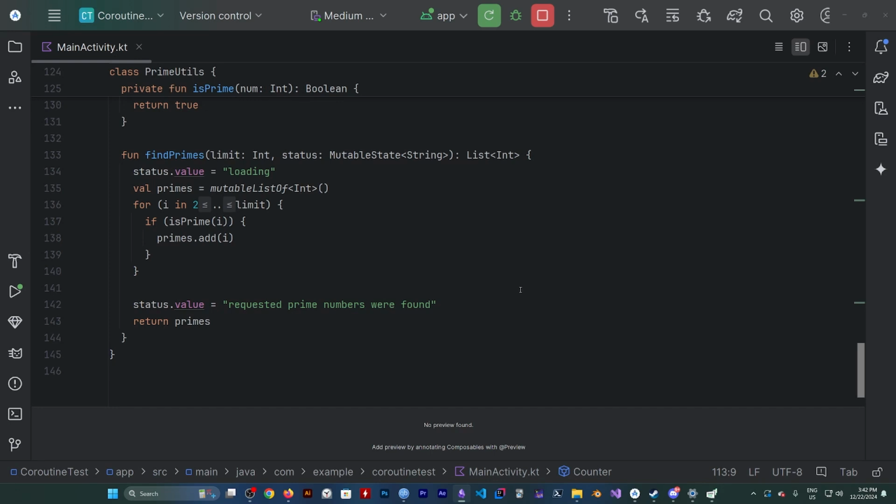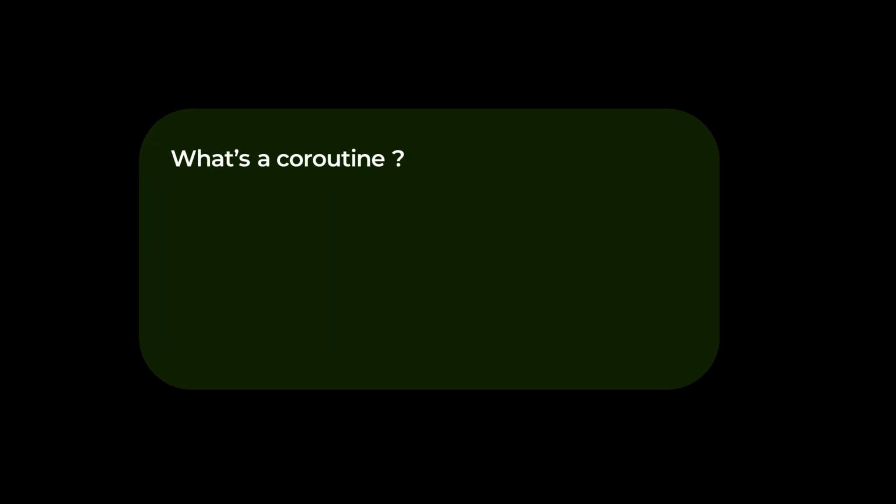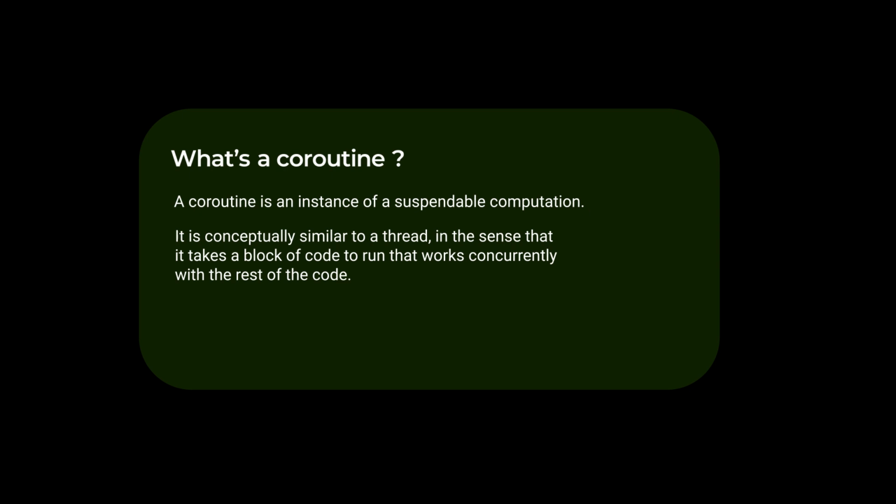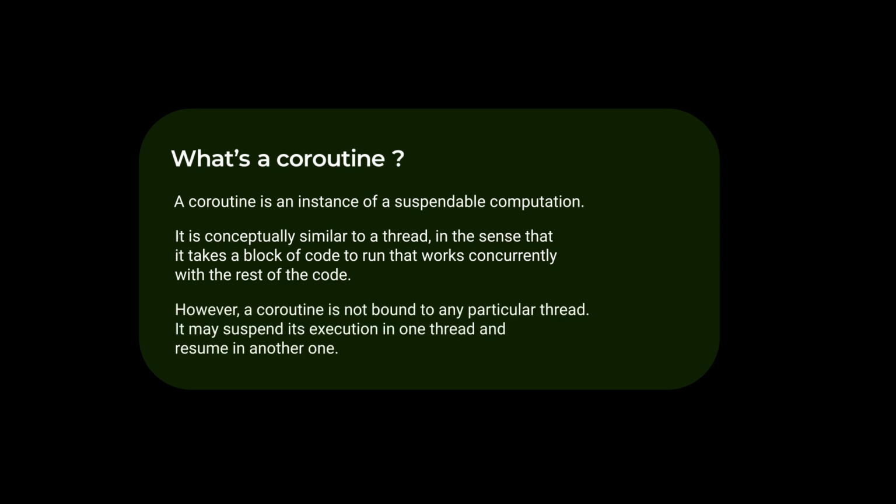First, let's start with the definition of coroutines. So what's a coroutine? A coroutine is an instance of a suspendable computation. It is conceptually similar to a thread in the sense that it takes a block of code to run that works concurrently with the rest of the code. However, a coroutine is not bound to any particular thread. It may suspend its execution in one thread and resume in another. First, I'm going to try to give a general overview of what these terms used in the definition mean, and then we can start learning about coroutines.